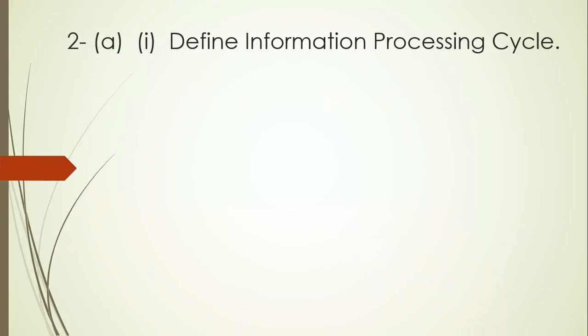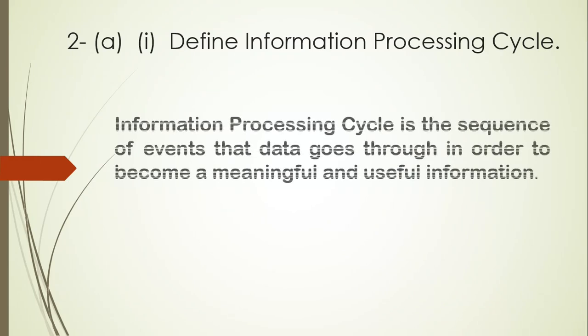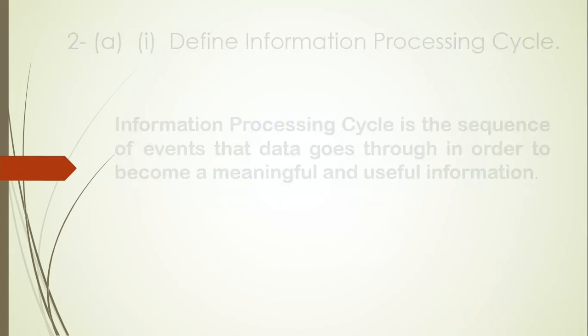The first question, 2A, define information processing cycle. What is information processing cycle? Information processing cycle is the sequence of events that data goes through in order to become meaningful and useful information. So that is information processing cycle.